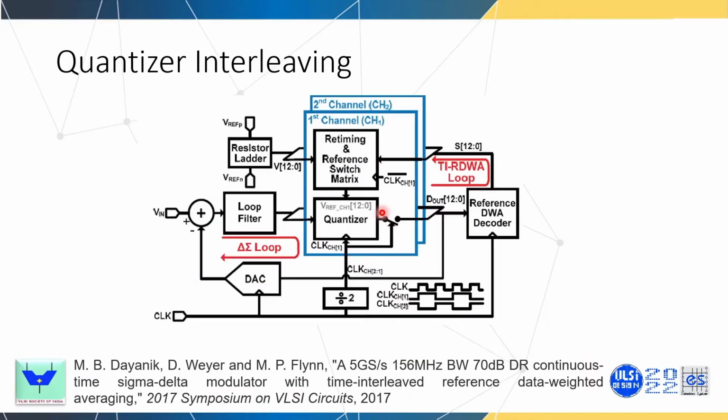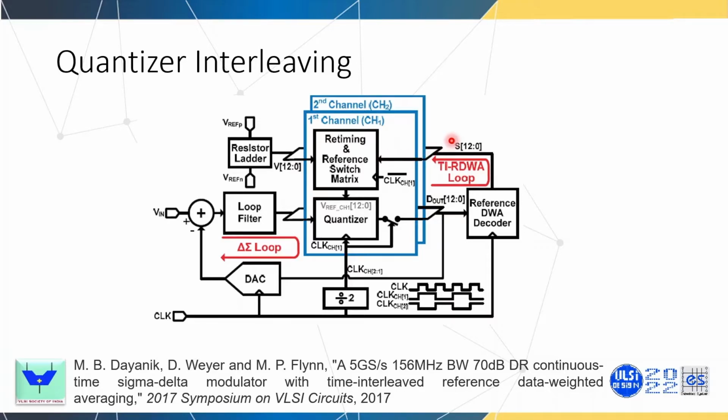In case you want to use it at much higher frequencies, because as the modulator frequency increases, you need to do the DWA also at a much higher frequency. Also the quantizer needs to run at that frequency. So in order to achieve that, time interleaving has also been proposed.